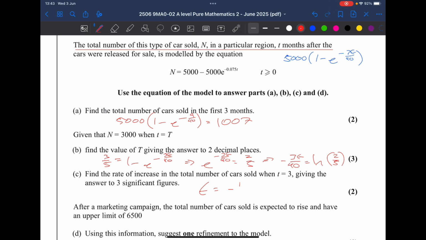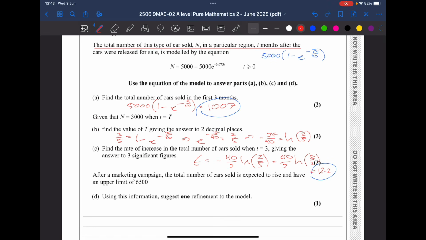So t is going to be negative 40 on 3 log of 2/5. And I can use the negative to flip that over: 40 on 3, log 5 over 2. What number is that? 40 on 3, log 5 over 2. I get 12.2 to 3 significant figures. So we've got that one and that one. Looks good to me. Always make sure it makes sense as well. I mean, 12 months, they sold 1,000 in the first 3 months, and then they've sold another 2 grand in the next 9 months or so. Yeah, that kind of makes sense.